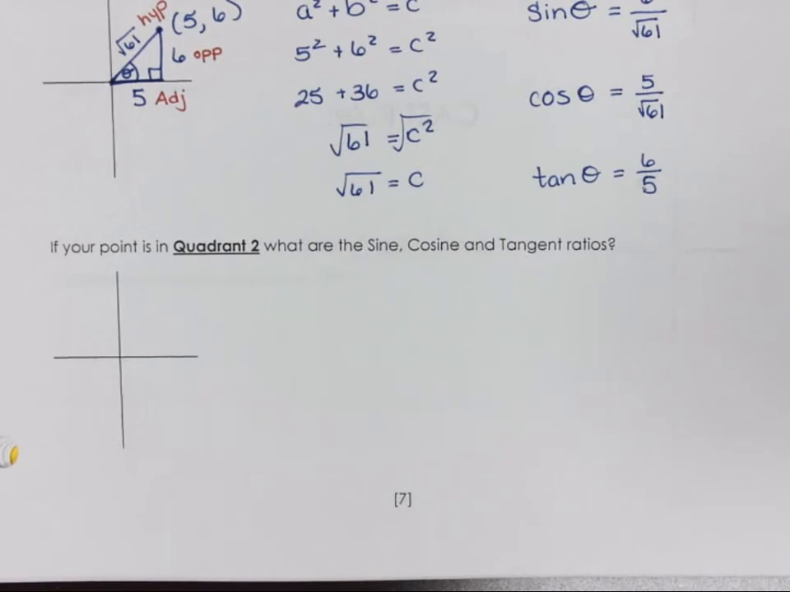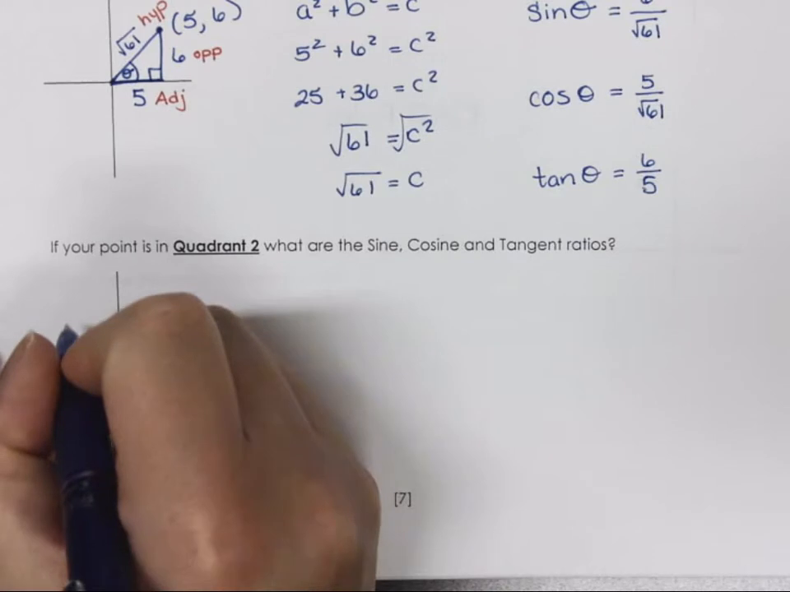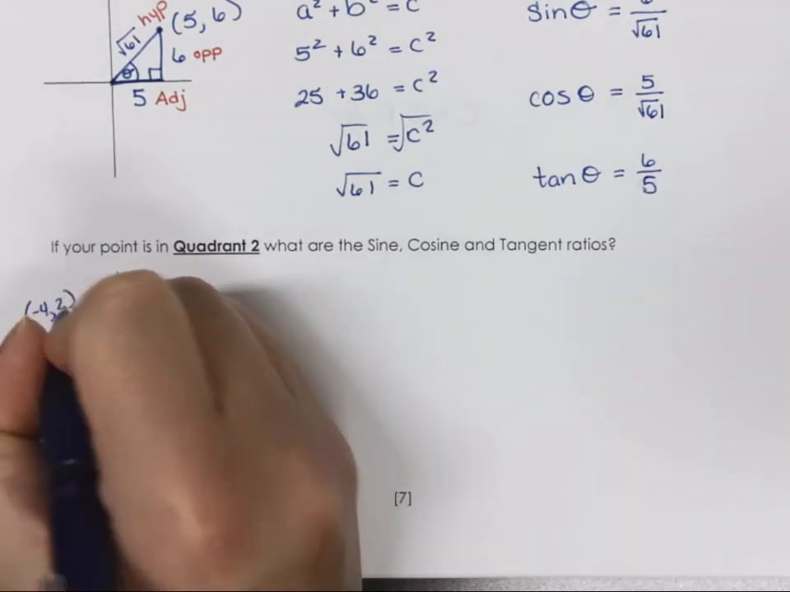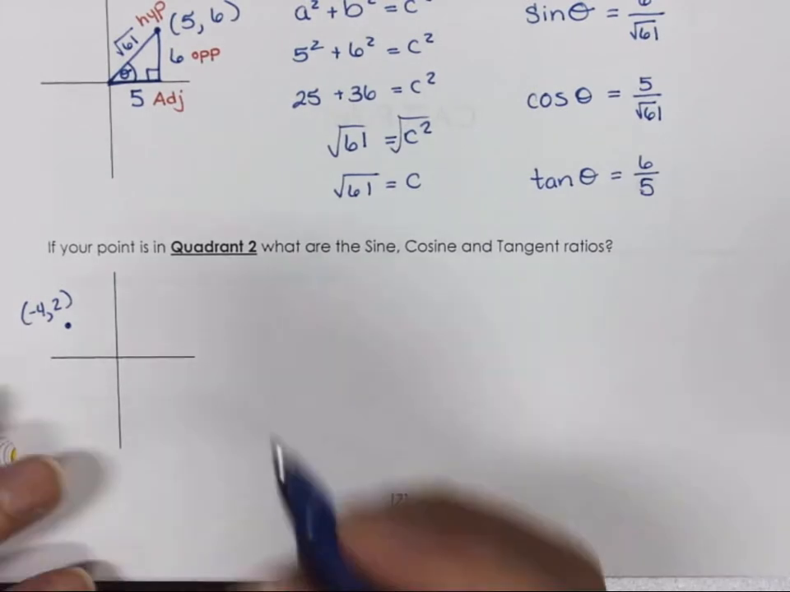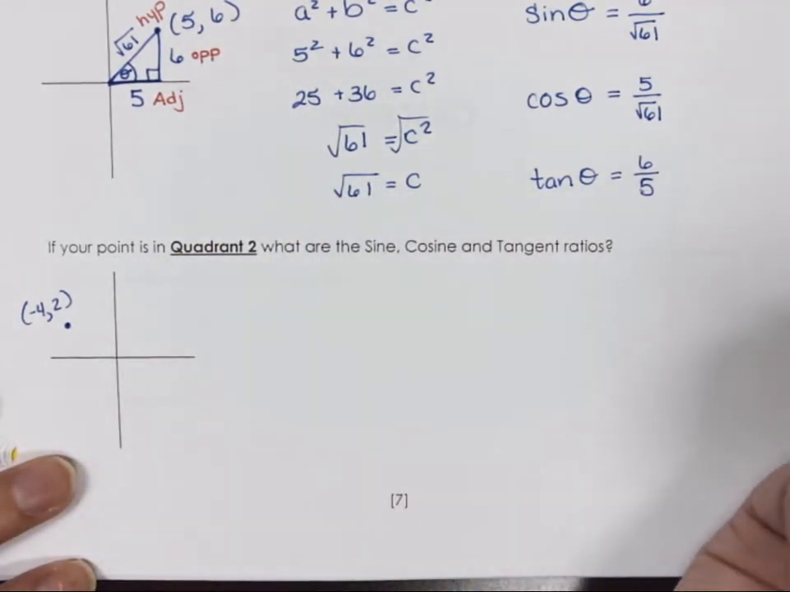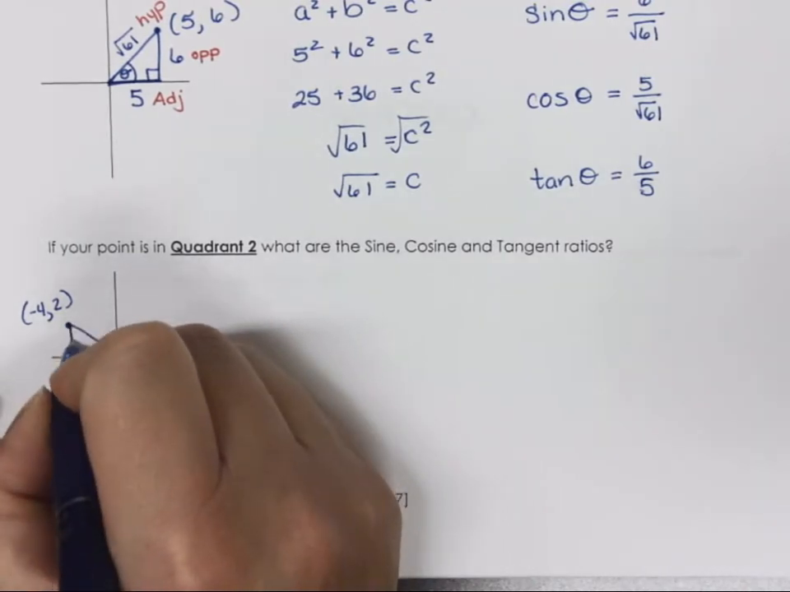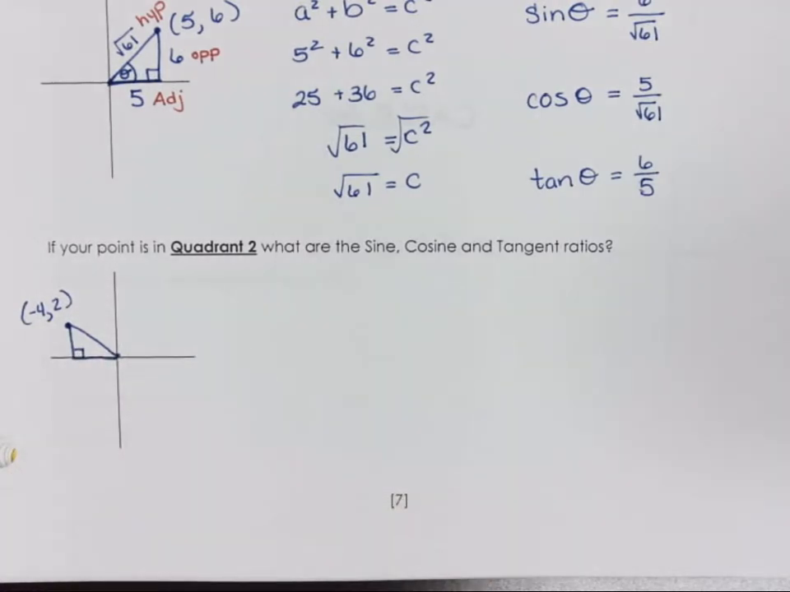Okay, so now we're going to have a point in quadrant 2. Pick a point in quadrant 2. -4 and 2. So -4, +2. So right out here. I'm really proud of you guys that you know what quadrants you're in and what the coordinates would be. So again, we're going to make that right angle triangle. We're going to connect the origin to our point. Vertical line, horizontal line. There's my right angle.